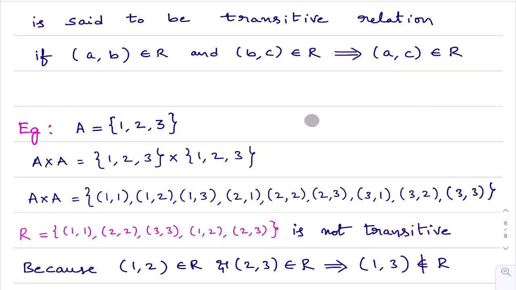Try to understand. I'll repeat. If you are able to find A comma B, B comma C in the given relation, then we check whether A comma C is present in the relation or not. If A comma C is present, we say R is transitive. If A comma C is not present, then we say this relation is not transitive. One more thing, very very important. Listen carefully. If you are unable to identify A comma B, B comma C in the given relation, then we say that relation is transitive.